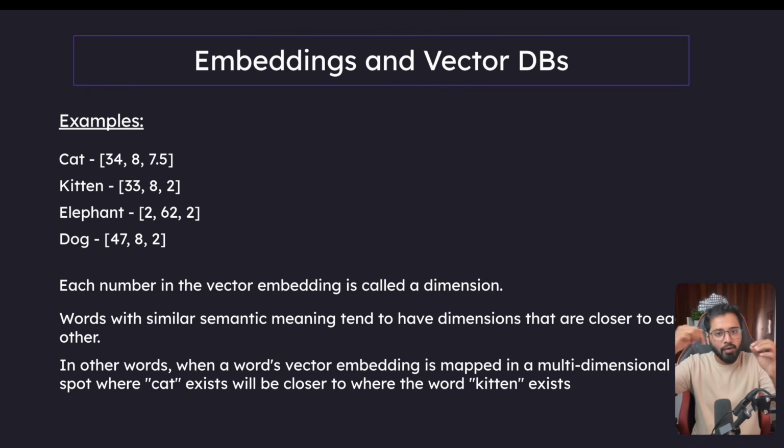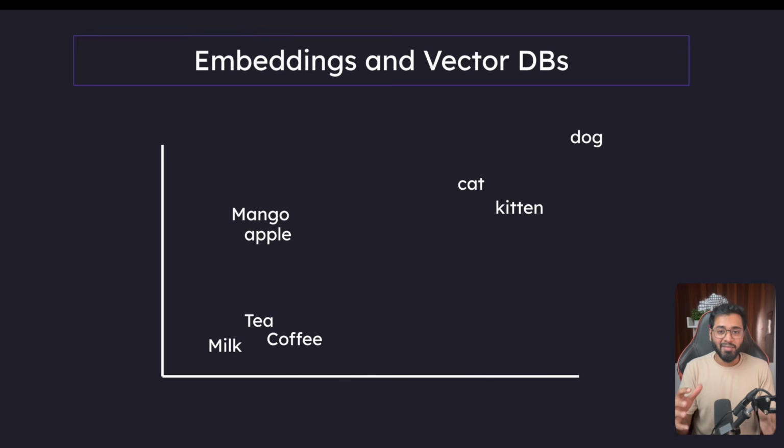It is going to be a little farther away, but dog and elephant are going to be very much farther away because they are very different animals. Okay, I hope that makes sense. So here is a very basic diagram. You can actually use your imagination and visualize it. But right now you can see that in this three-dimensional space, okay, I've basically mapped it in a two-dimensional space. But imagine this to be a three-dimensional space.